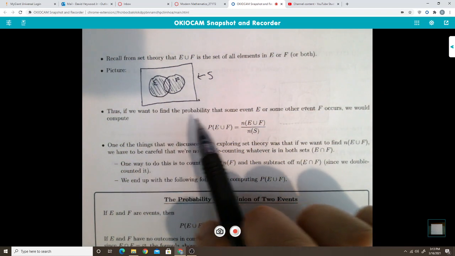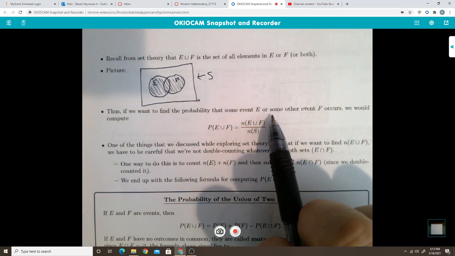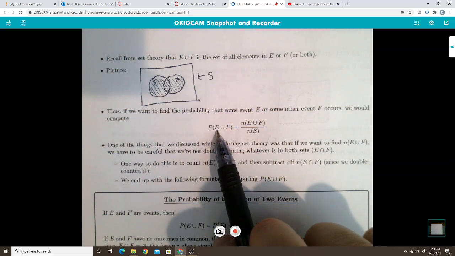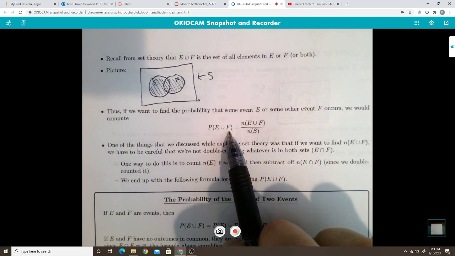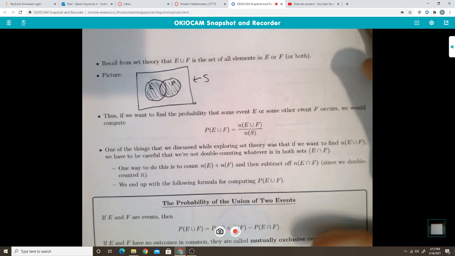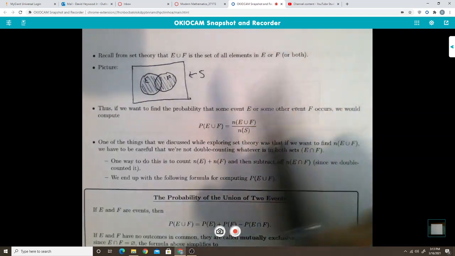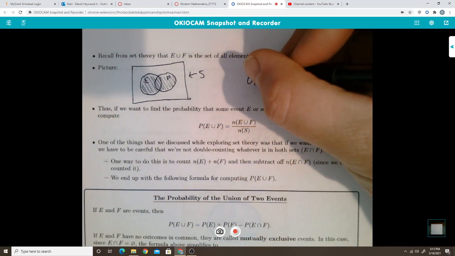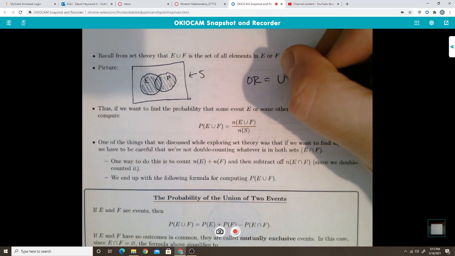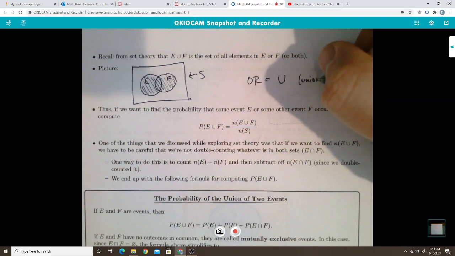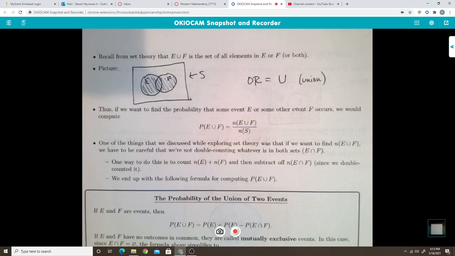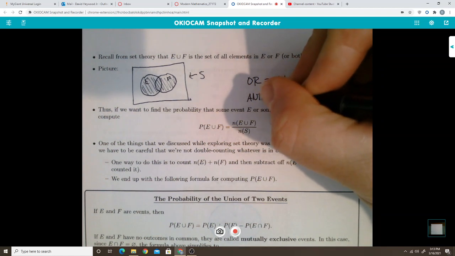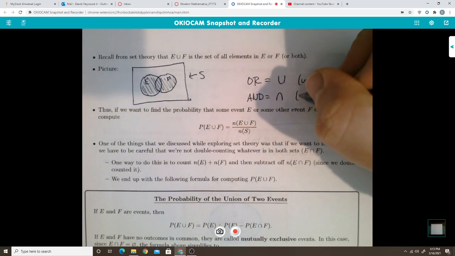So, if we want to find the probability that some event E or some other event F occurs, then we would compute the probability of E union F. So really the point I'm trying to drive at is that the union symbol means or. When you see the word or, you should think union, right? Union. In the next section, we're going to talk about intersections. And intersections correspond to and, right? And means intersection.